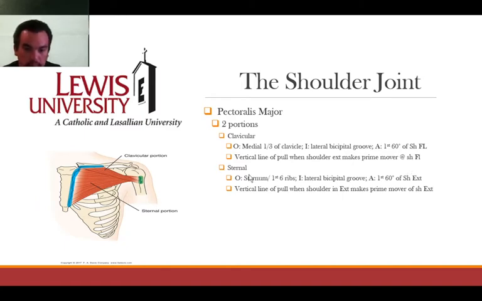The sternal portion of the pectoralis major attaches, you guessed it, right at the sternum through the first 6 ribs, and then it inserts at the lateral bicipital groove again, just like the clavicular portion, and its action is the first 60 degrees of shoulder extension. The vertical line of pull with this, when the shoulder is in extension, makes it a prime mover of shoulder extension.